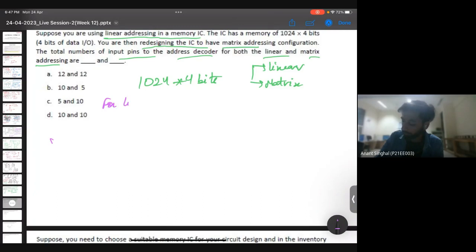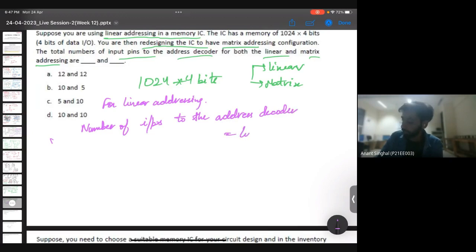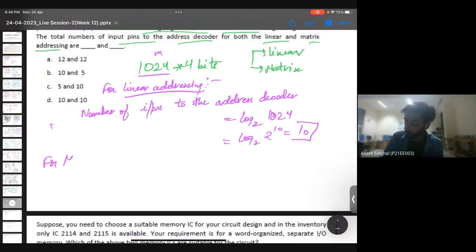So for linear addressing, the number of inputs required to the address decoder is nothing but log 2 M, and M is nothing but this 1024, which is log 2 1024, which is 10. So for linear we require 10, and similarly for matrix there is a formula. We have the number of inputs to the address decoder.